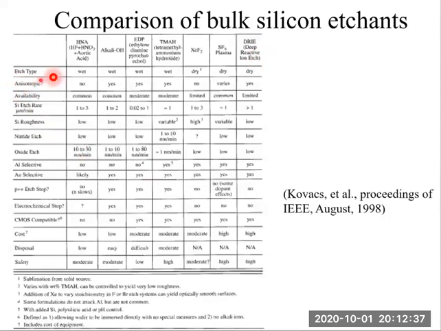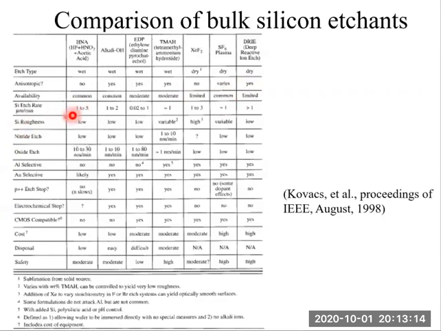First, etch type: wet, wet, wet, wet, dry, dry, dry. Anisotropic etching: HNA is no, because HNA is isotropic. KOH, yes. EDP, yes. TMAH, yes. Xenon difluoride, no. SF6-based plasma, it depends. RIE is anisotropic, but plasma etching is isotropic. Deep RIE, yes.